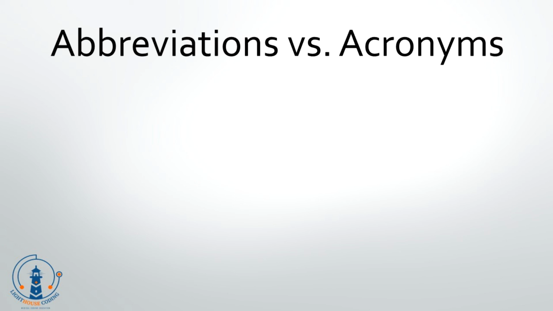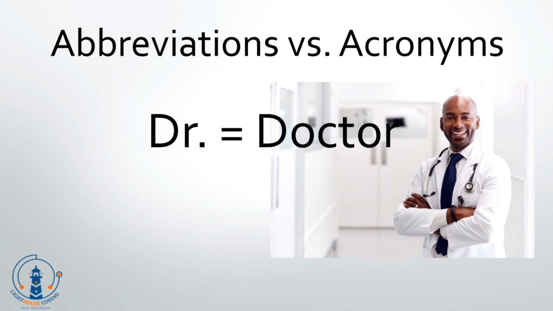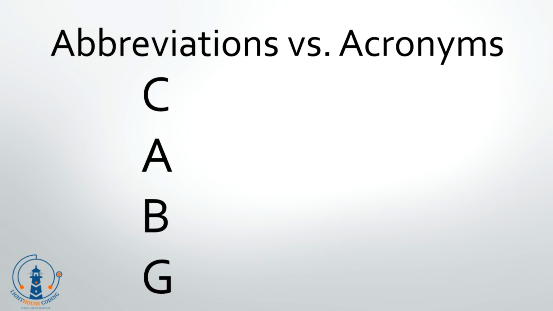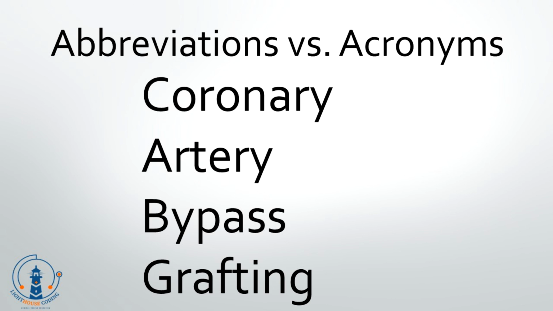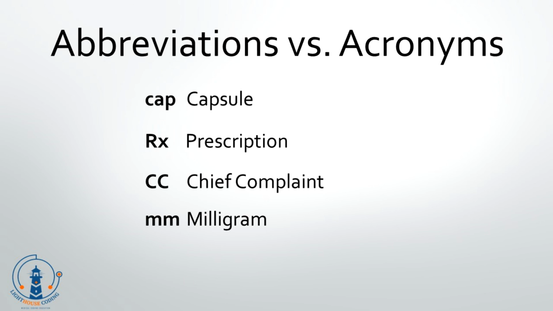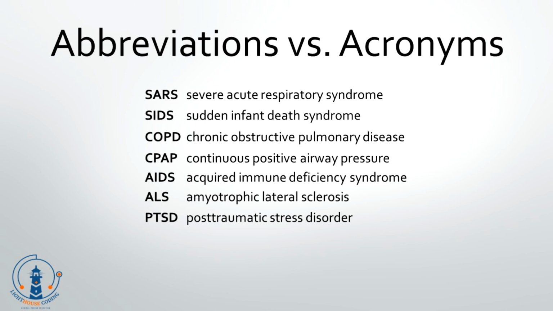Abbreviations and acronyms are used for the sake of convenience in medical language. The difference between an abbreviation and an acronym is that the abbreviation is a shortened version of a longer word, like DR period instead of doctor, while an acronym forms a new word using the first letter of each word from a phrase, like CABG, which is pronounced cabbage. It's important to familiarize yourself with medical abbreviations and acronyms, as you will see these on a regular basis, and you'll need to know how to interpret them. Here are a few examples of abbreviations and acronyms used in medical language. See the handout for a comprehensive list.